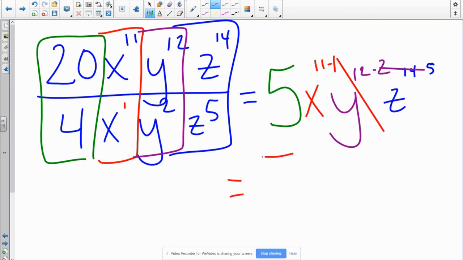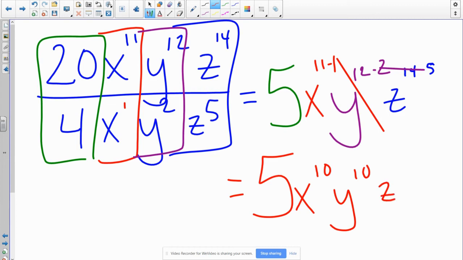And we'll simplify. So the coefficient's 5. We're just going to leave that in front. 11 minus the 1 pair makes 10. Y, 12 minus 2 is 10. And then z, 15 minus 5 is 9. That's as simple as it gets.